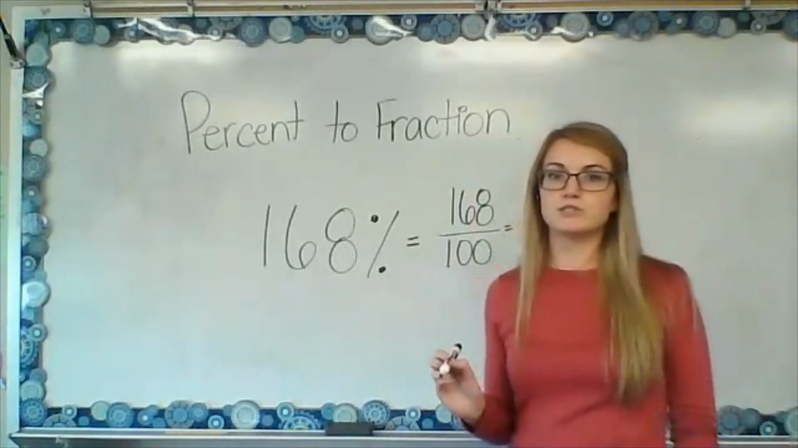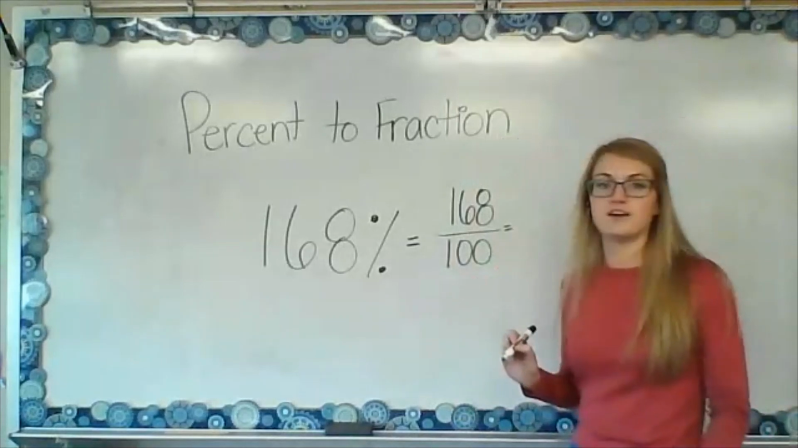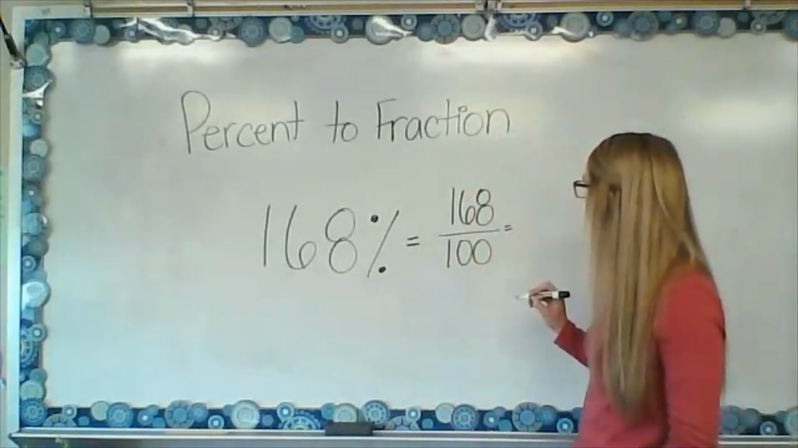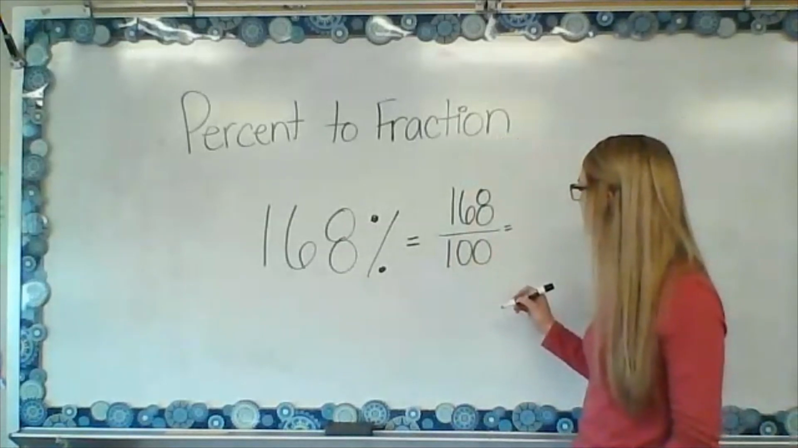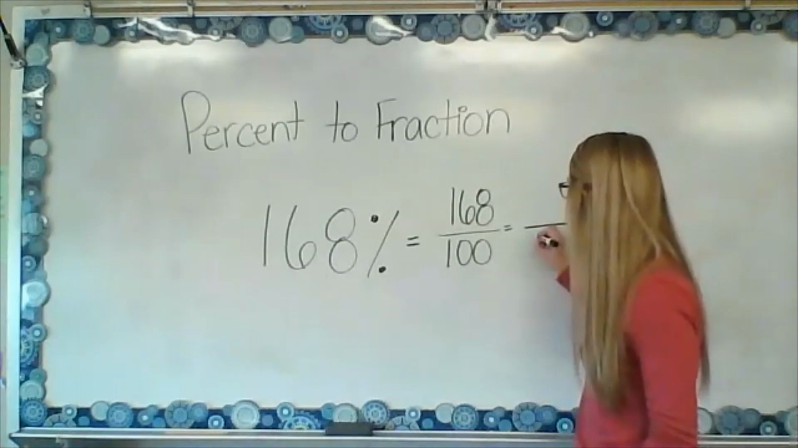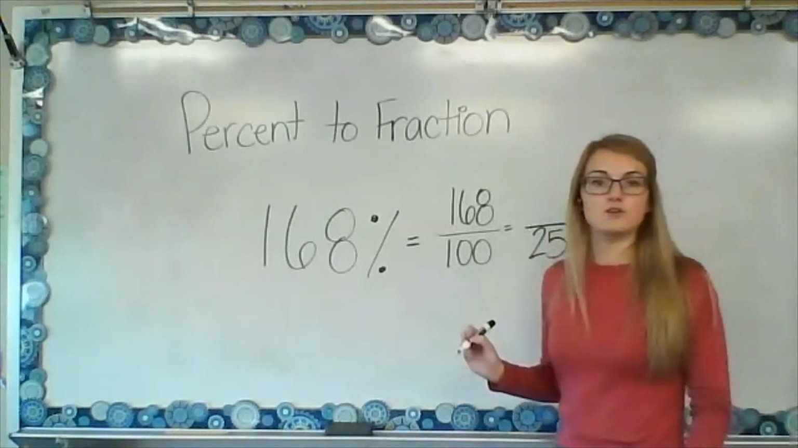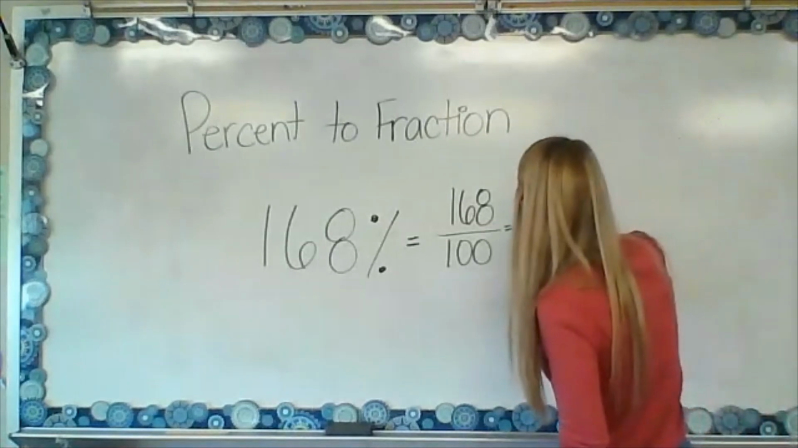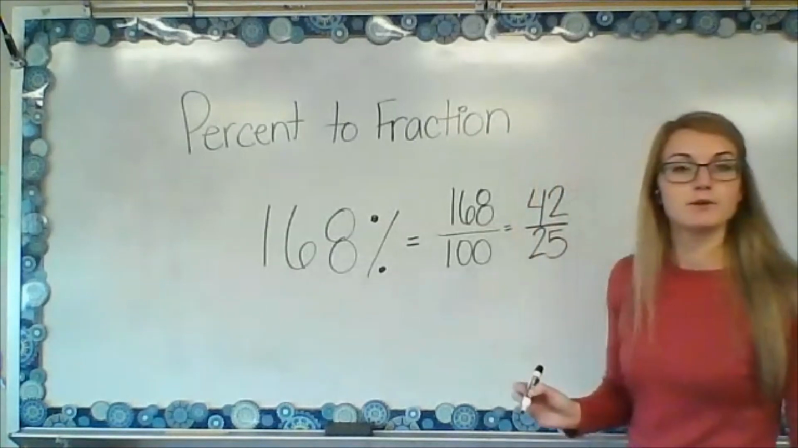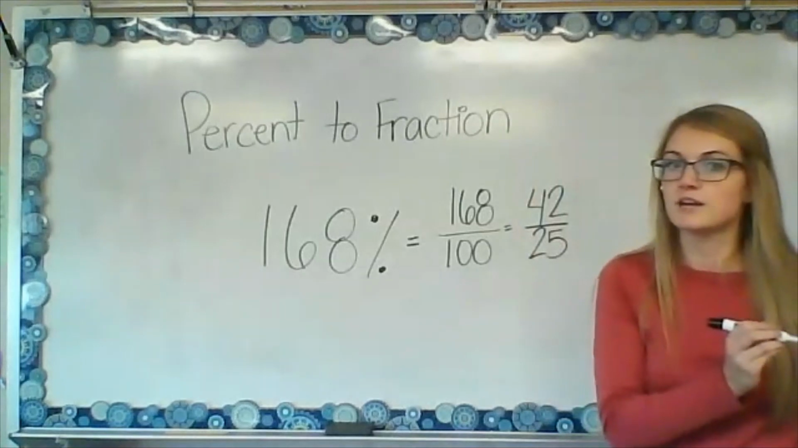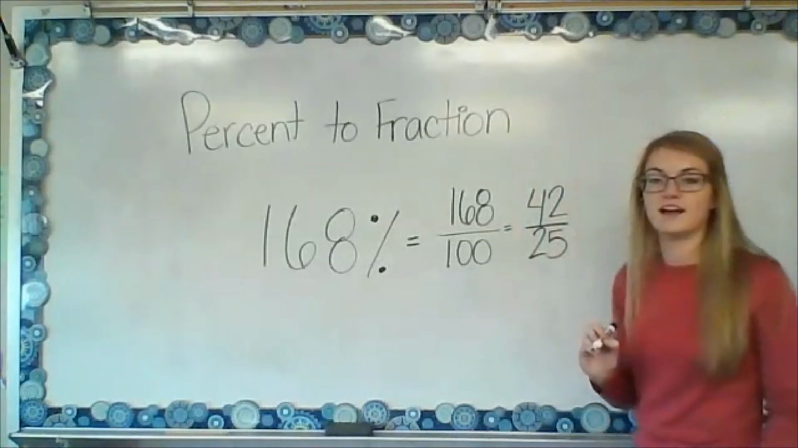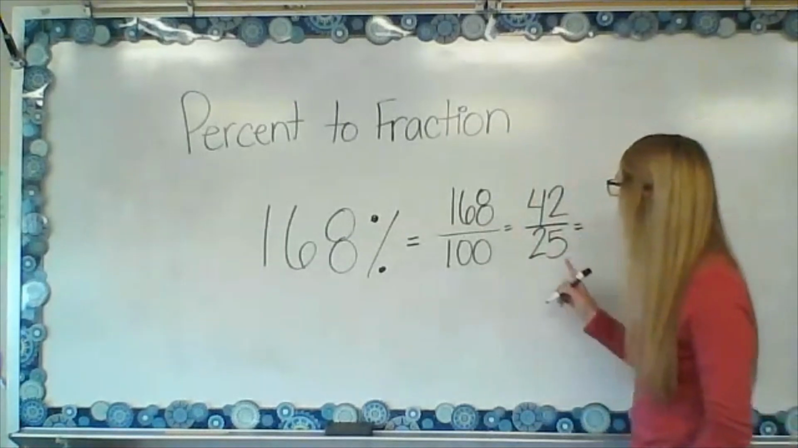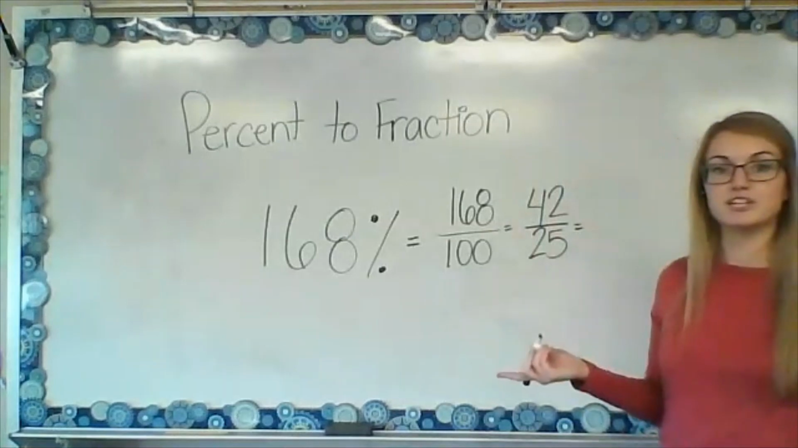But I also see that this could probably be simplified a little bit further, right? They're both even. I know 4 goes into 100 25 times. I know 4 goes into 168 42 times. Remember, you could always do that math off to the side if you need to. So now I have 42 over 25. That's a little bit easier to work with, right? So I just have to turn it into a mixed number.